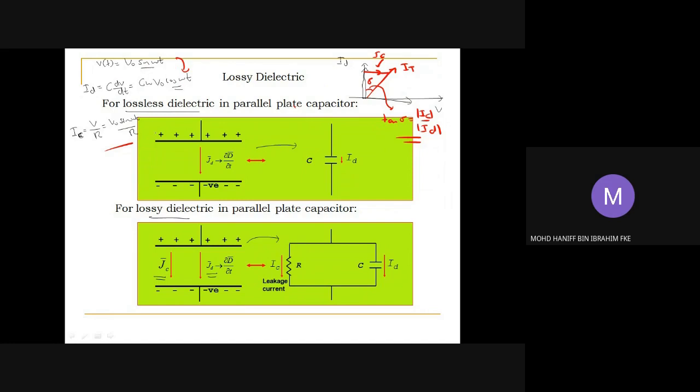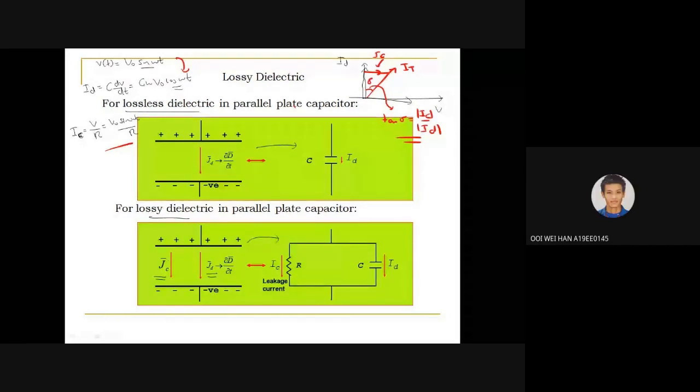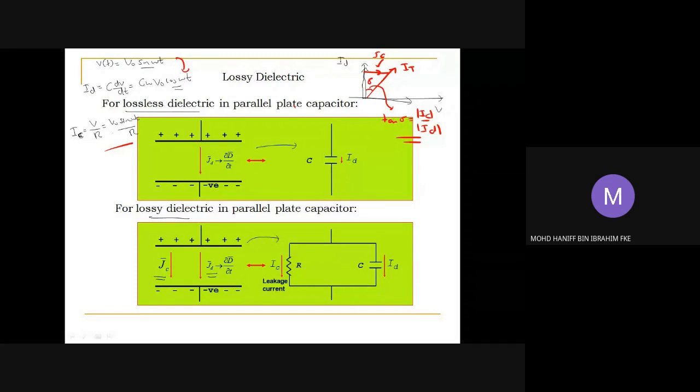But when we consider the case of a lossy medium, we now have two currents, the displacement current ID and also the conduction current IC. Right? Conduction and also displacement. Based on the equation, IC, which is V over R, is the current passing through the resistor, which is voltage over resistance. So the conduction current IC has the same phase as the voltage, which is V naught sin omega t divided by R.